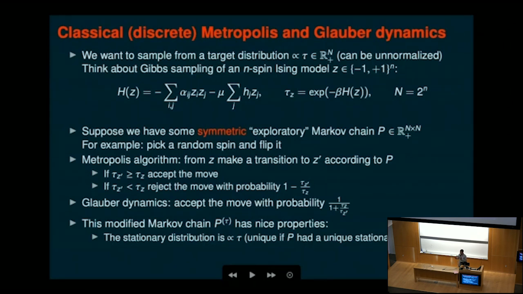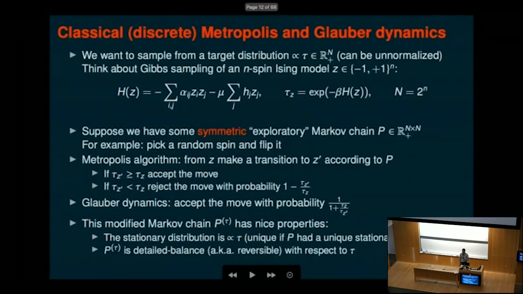And moreover, if this exploratory Markov chain had a unique stationary state, then this stationary state tau will also be the unique fixed point. Therefore, if you run this modified Markov chain for a long enough time, it will converge to that distribution. The way to see that this is the stationary distribution is that this Markov chain is detailed balanced, also known as reversible, with respect to this distribution proportional to tau.